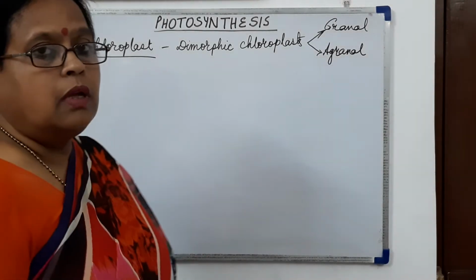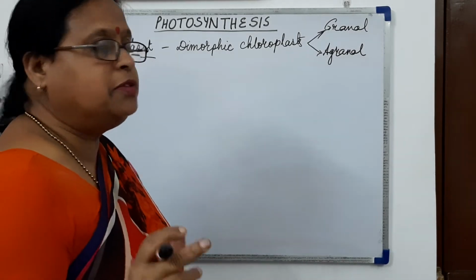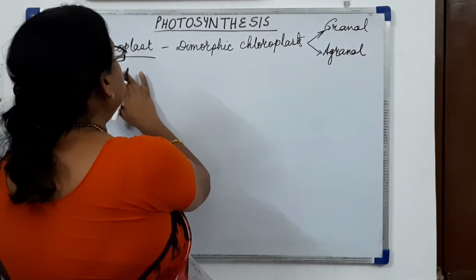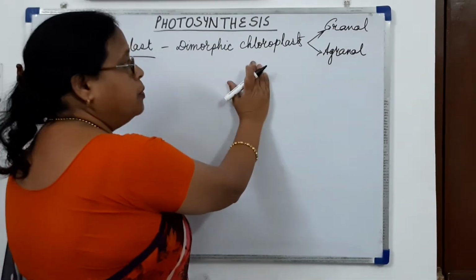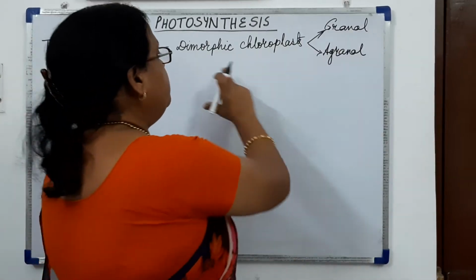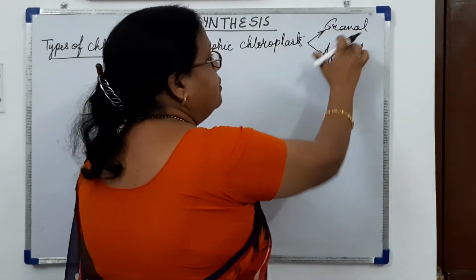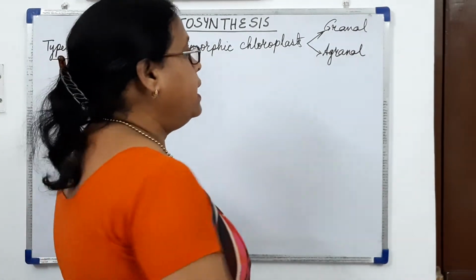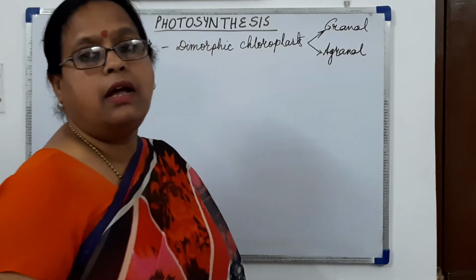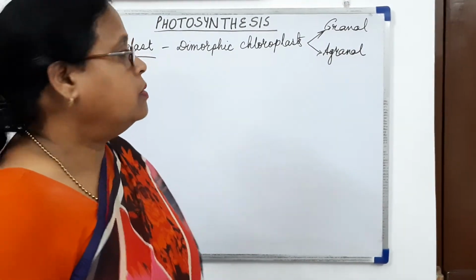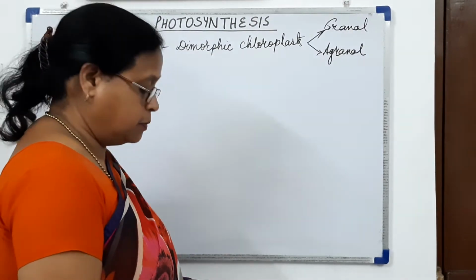Now, there are also types of chloroplasts. Two types of chloroplasts are there. That is why chloroplasts are called dimorphic chloroplasts. Why do we call them dimorphic? Because some of the chloroplasts are found in granum and the other chloroplasts are found not in the granum. So they exhibit two types of chloroplasts.